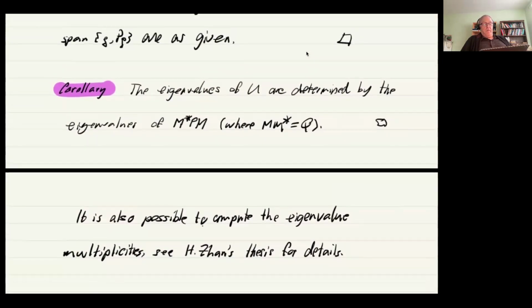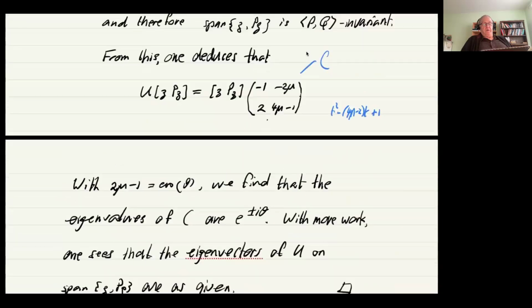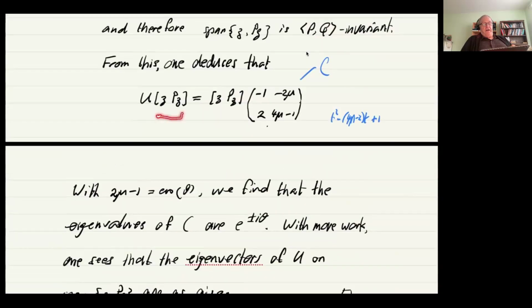Now, I may have to come back to that. It's possible to compute the eigenvalue multiplicities. I haven't done it here. It's in Harmony's thesis. But I've shown you that we can get the eigenvalues. And the reason we can get the eigenvalues is because we've got this two-dimensional invariant subspace for U, and we know how U acts on it. So therefore we get this matrix representing U. So its eigenvalues are eigenvalues of U.